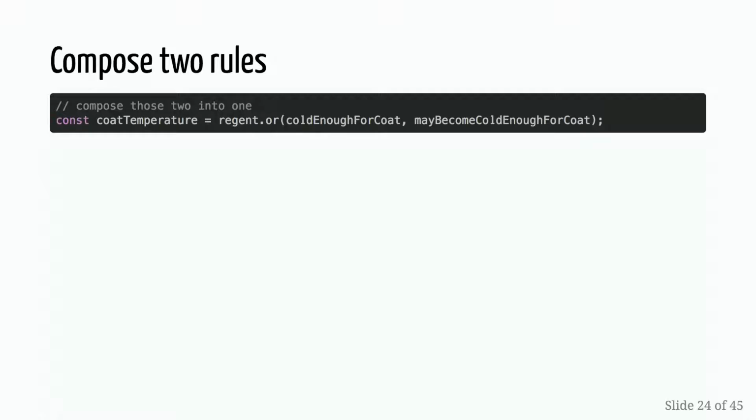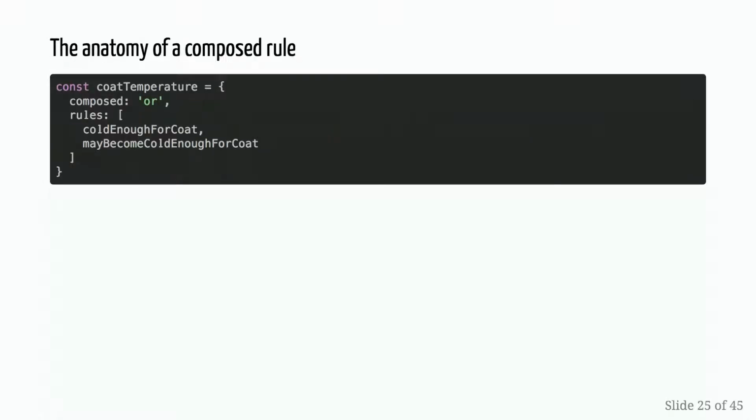From this point on, we can use this in our application. We don't need to care that it's made up of cold enough for coat or will become cold enough for coat. We've abstracted a level up. Regent.or isn't that magical. It's just creating a new object literal with a slightly different syntax. We actually write these out like this. We don't use the helpers on our project. So coat temperature is just, you get a composed key, and you give it an or, an and, or a not, and then you give it an array of rules. So you can just write this, or you can use regent.or to write this for you, whatever you like best.